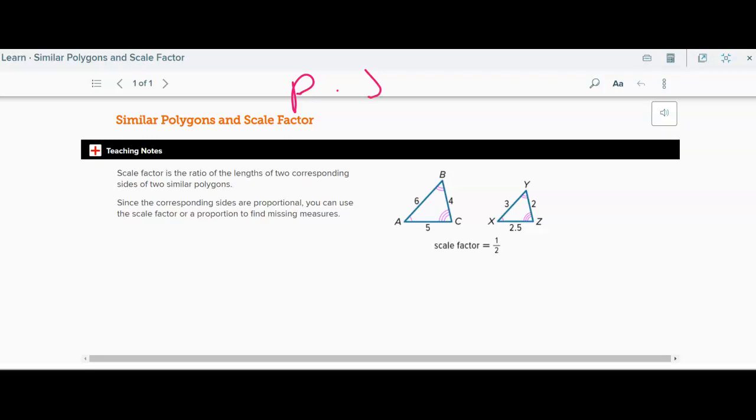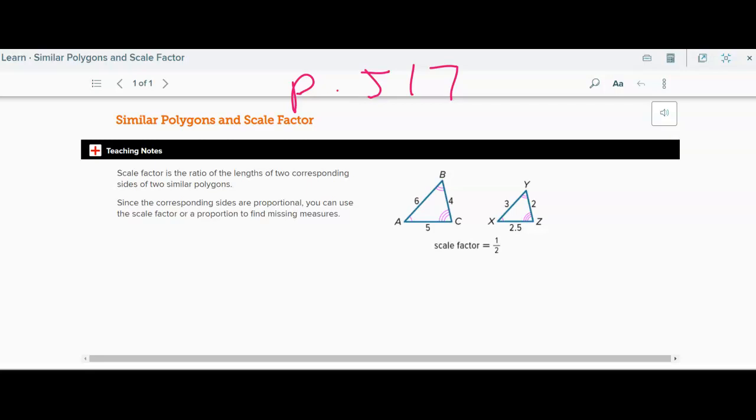We are on page 517 for the notes, so if you want to go there and take notes, that would be awesome. We started looking at similar polygons and how we find the corresponding parts of similar polygons, and how we can tell if two triangles are similar if two of the angles are congruent. Now we're going to look at polygons and scale factor. On page 517 you can follow along.